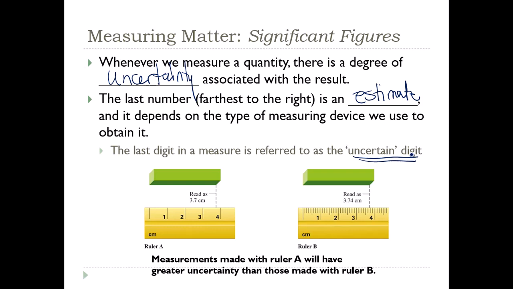And then another good example: we would be more certain about our value or measurement using ruler B than we would with ruler A, because we should only estimate one digit using ruler A, but we can estimate an additional digit using ruler B. So measurements made with ruler A will have greater uncertainty than those made with ruler B.